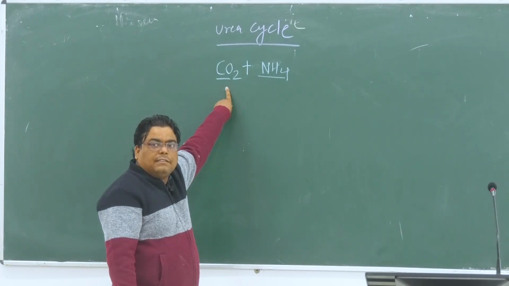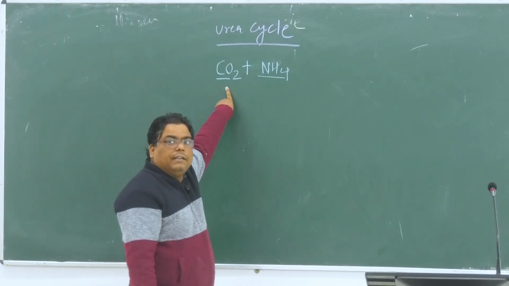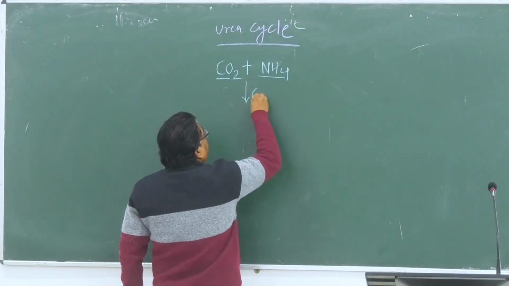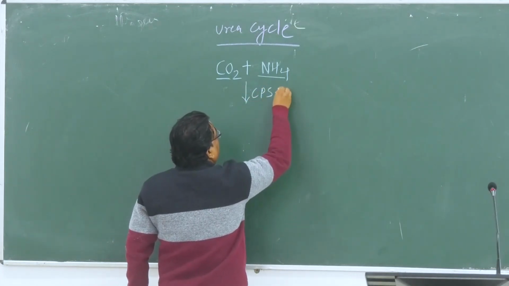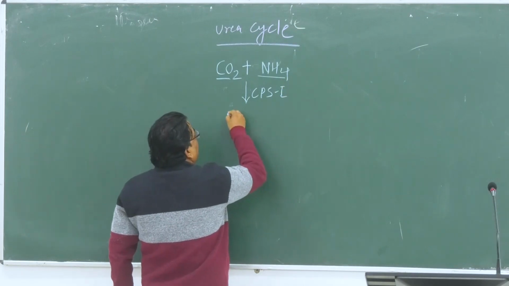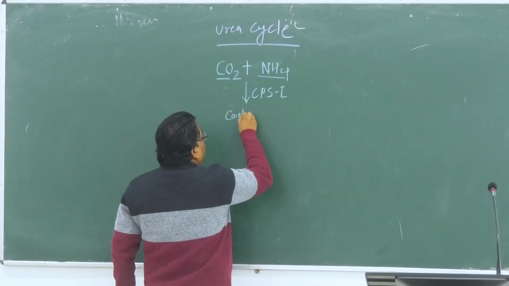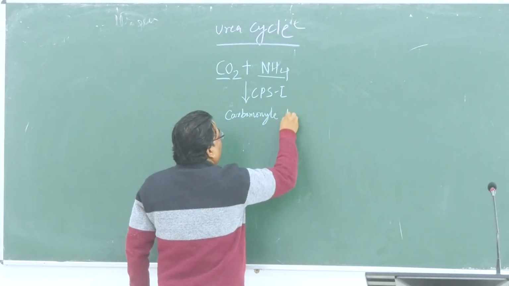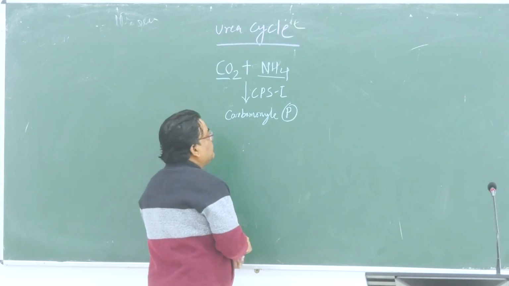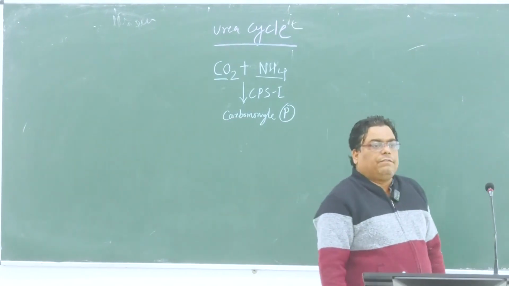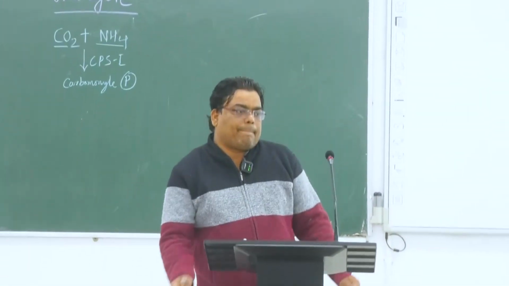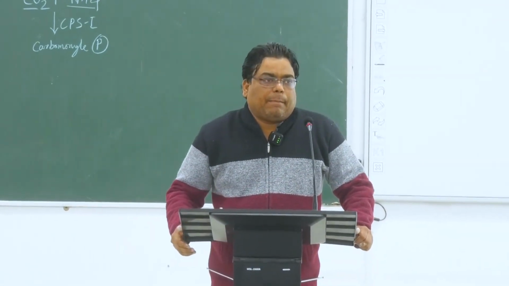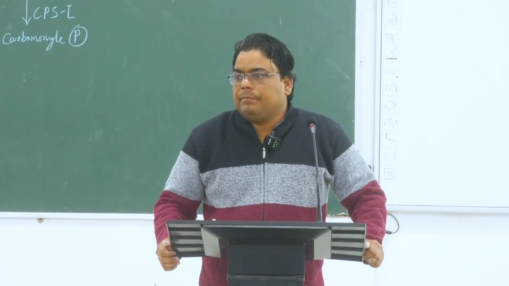So I just repeat this class. Very good. TCA cycle. Then by the first enzyme, CPS 1, there is a formation of carbonyl phosphate. This is the first mitochondrial step.